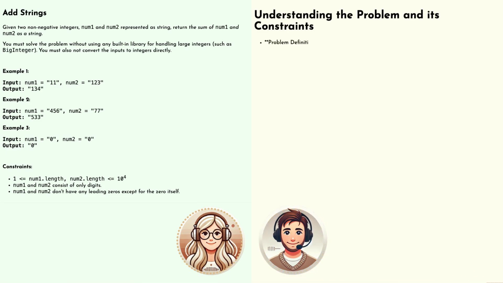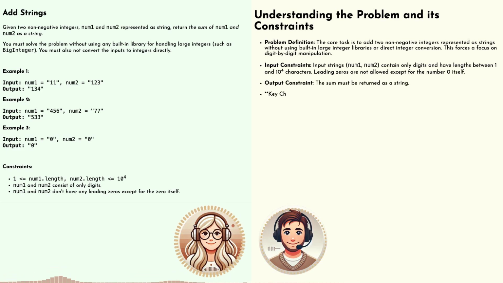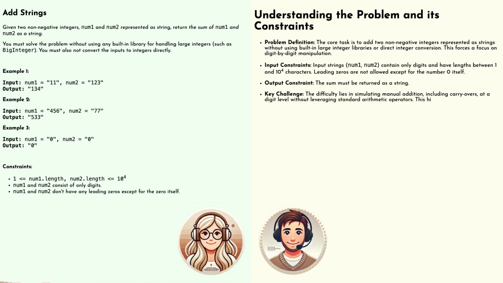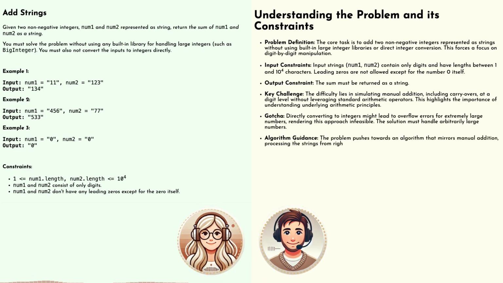So let's break it down. We're given two strings. Each of them represents a non-negative integer. The goal is to add those strings together, and then, of course, return the sum, as you guessed it, another string. Right, so think about it. We can't rely on those shortcuts, converting to integers and back. This forces us to think about how addition actually works at its core. It's like we're back in elementary school, adding those long numbers, column by column. With all those carryovers. Exactly.